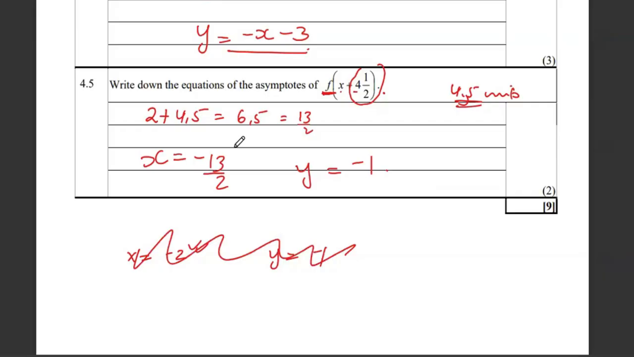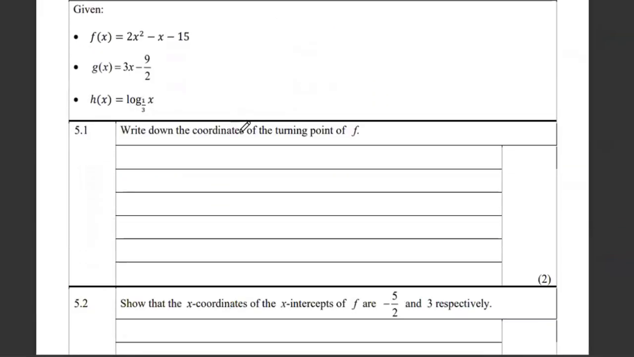And then question 5, okay, given the f of x is a parabola, g of x, straight line, h of x, a log function. Write down the coordinates of the turning point of f. So turning point, we can start by finding the axis of symmetry. x is -b/2a. So from here, we know that our a is 2, our b is -1. So it's a negative with a -1 over twice times 2, which gives us a quarter.